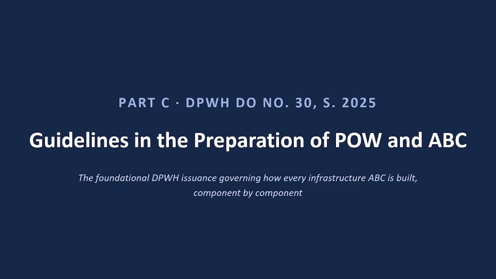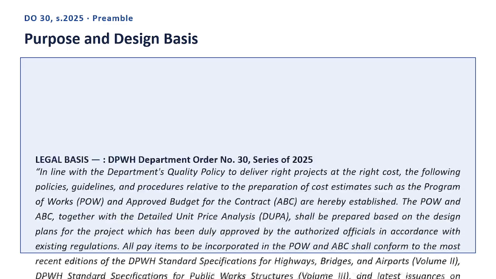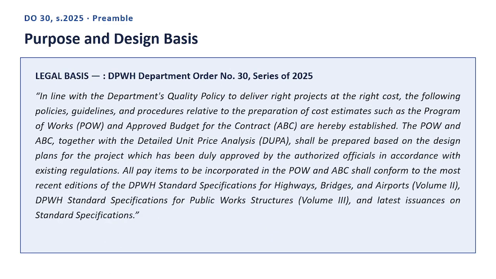Let's begin. Next slide. Purpose and design basis. Here is the legal basis, quoting directly from DPWH Department Order Number 30, Series of 2025. Quote. In line with the department's quality policy to deliver right projects at the right cost, the following policies, guidelines, and procedures relative to the preparation of cost estimates such as the Program of Works, POW, and approved budget for the contract, ABC, are hereby established.